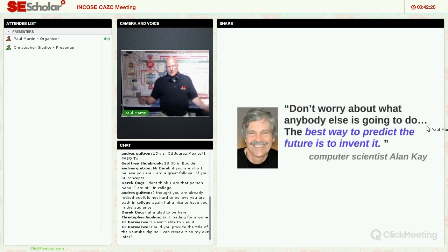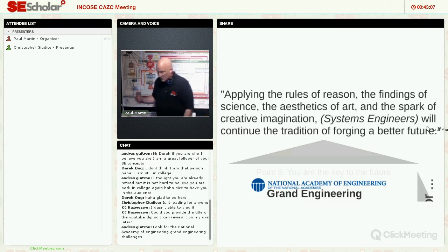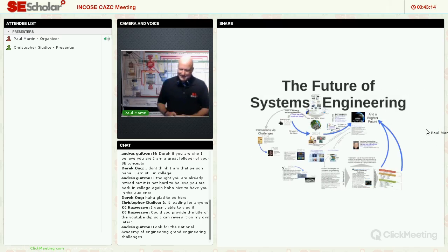Let me end with Alan Kay, who came up with object-oriented software and the graphical user interface, one of the great innovators for computer science. He said, don't worry about what anyone else is going to do. The best way to predict the future is to invent it. And to go back to what the National Academy of Engineering said in their presentation, it said, applying the rules of reason, the findings of science, the aesthetics of art, and that spark of creative imagination. It's system engineers that'll continue that tradition of forging a better future. So that's the future of system engineering, the way I see it.